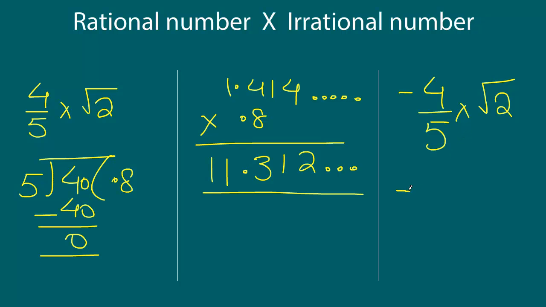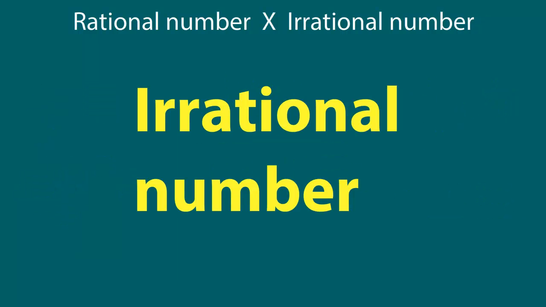The answer will be exactly the same. In this case, the answer will be minus 11.312, and it will go on forever. So this again is an irrational number. Just to quickly sum up, whenever we have a rational number and we multiply that with an irrational number, we always get an irrational number.